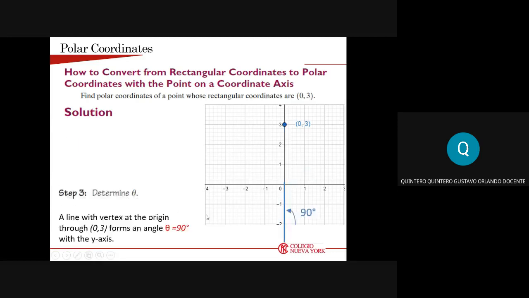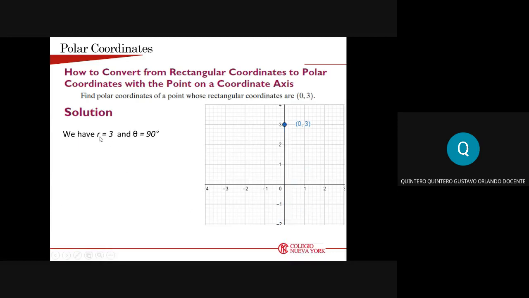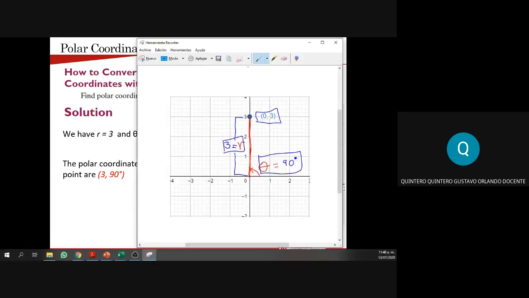Theta equals 90. Now that we have our R and our theta, the measurement and the degrees, all we have to do is write down the answer, and here is how you write it. Parentheses, R, comma, theta, parentheses. 3, comma, 90 degrees. That's it. That is it, guys. We did it. We solved the exercise. It's that simple.